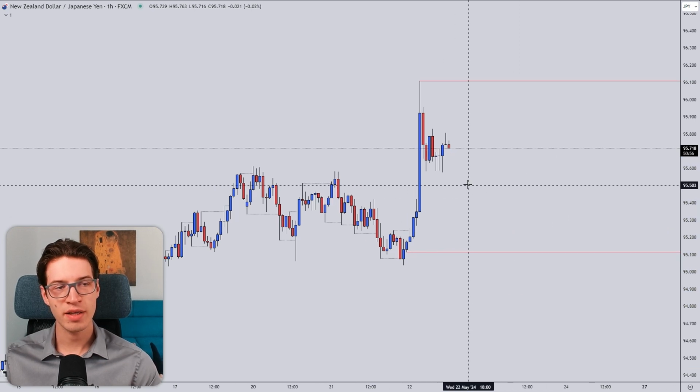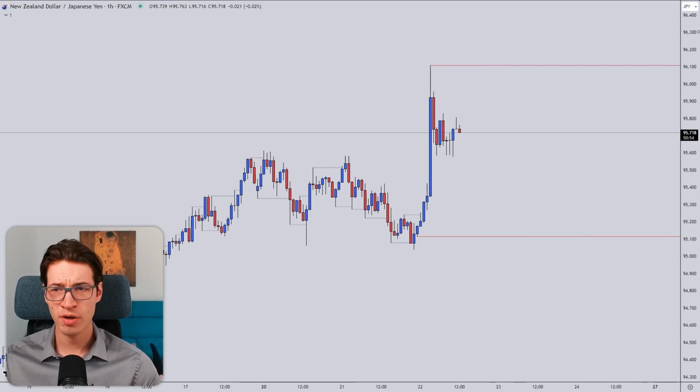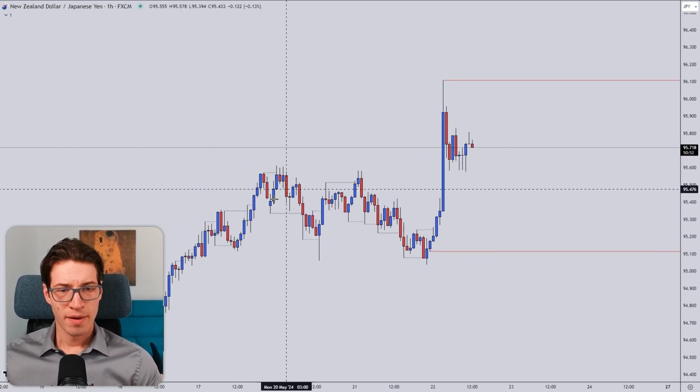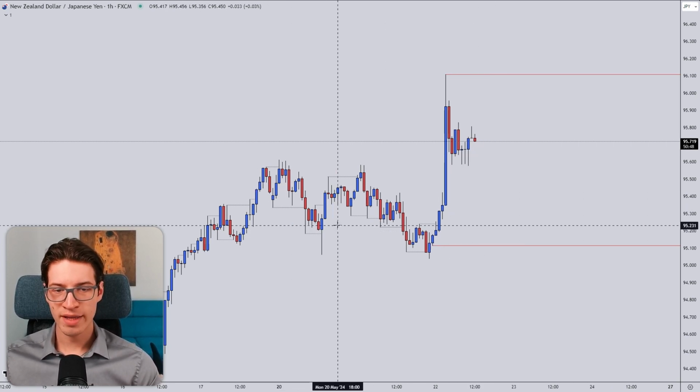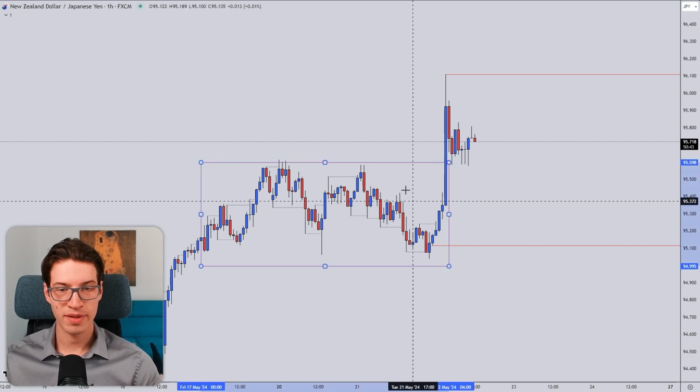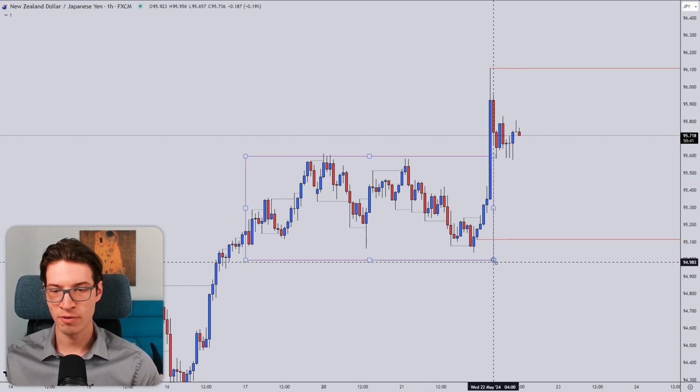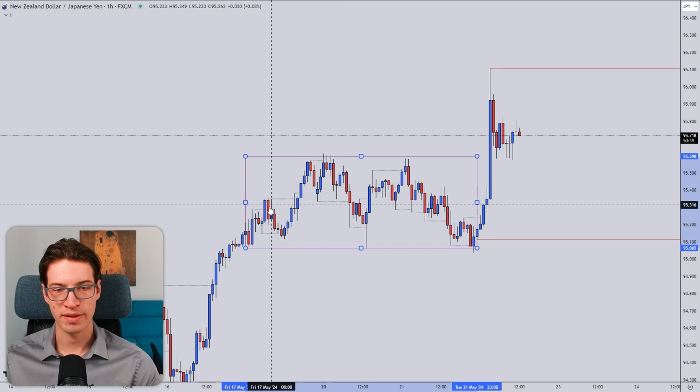And that's about it for the New Zealand and the Japanese yen. I'm not going to put this pair on the watch list. It's not looking good. It's looking corrective. See smaller candles, wicks everywhere. You can put the price in a box. So those are some telltale signs of a range-bound market. And that's what this is.